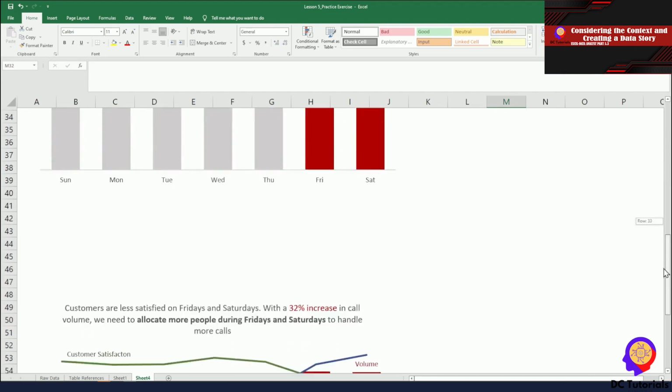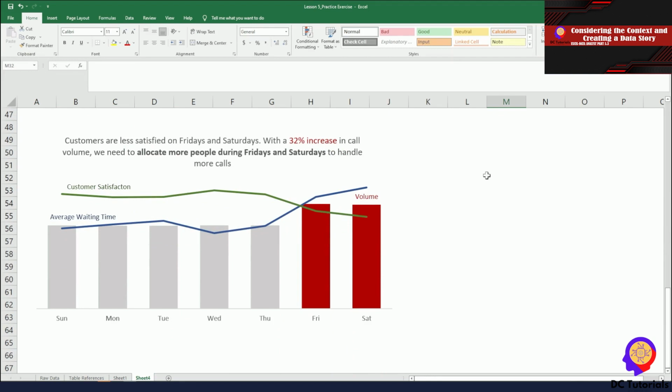So I just also added another thing here that instead of describing our customer satisfaction rating, we can actually tell them something like this. Customers are less satisfied on Fridays and Saturdays. That's a very strong statement. And then you will back it up with data. With a 32% increase in call volume, here comes the action part. We need to allocate more people during Fridays and Saturdays to handle more calls.